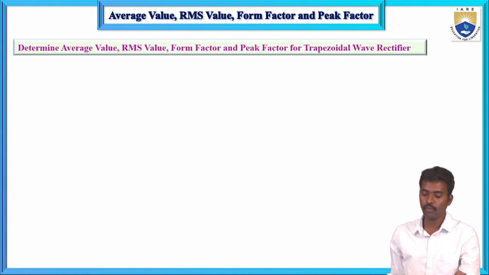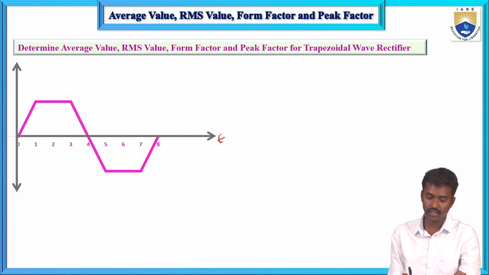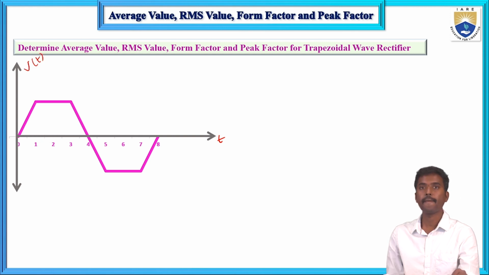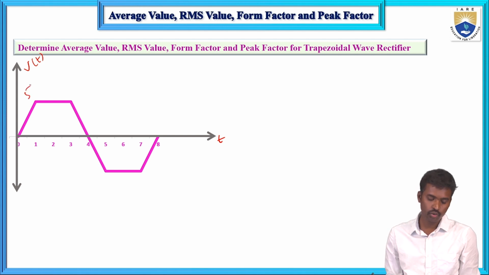Next, trapezoidal waveform. Trapezoidal waveform means this one. This is t and this is v of t. This value is also 5 maximum value, with limits 0 to 1, 1 to 3, 3 to 4, 4 to 5, 5 to 7, and 7 to 8. For this particular waveform, determine the average value, RMS value, form factor and peak factor. That is the trapezoidal waveform, the trapezium model.